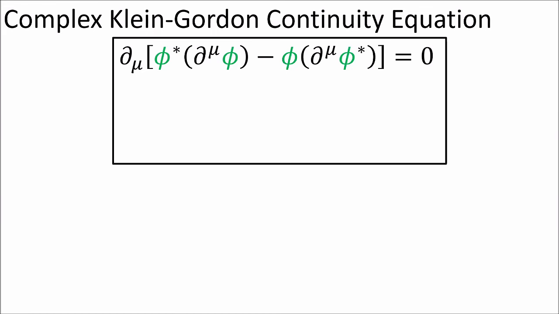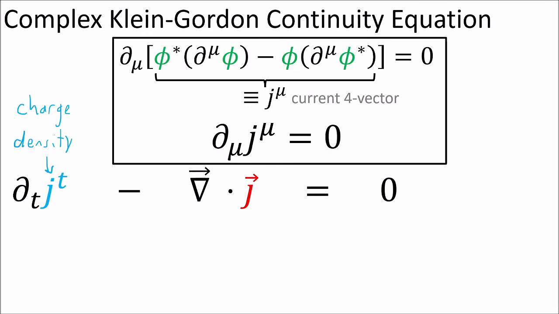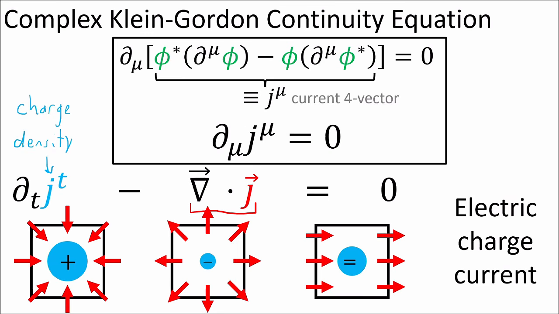We can consider this formula here in the brackets to be a current 4-vector J, and this obeys a continuity equation. This basically means there's a charge density, which is the time component of J, and the only way this charge density can change over time is if there's a convergence or divergence of some current at a given point. This is the electric charge current, and since it obeys the continuity equation, this means that total electric charge is conserved over time.